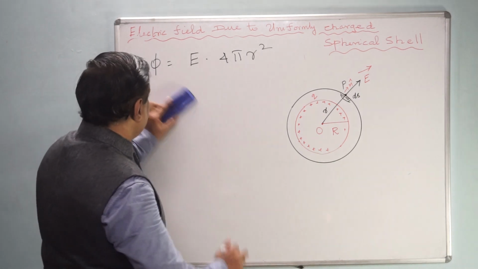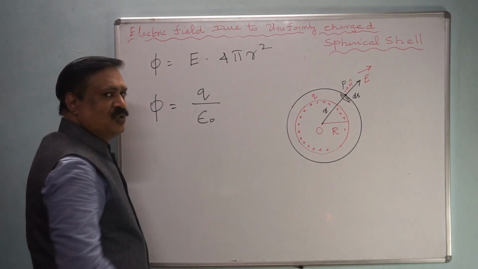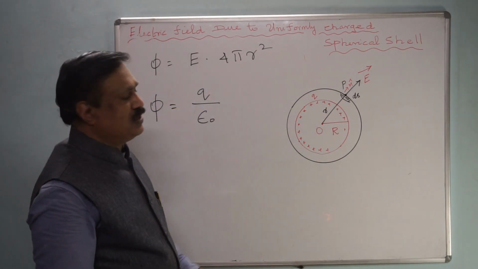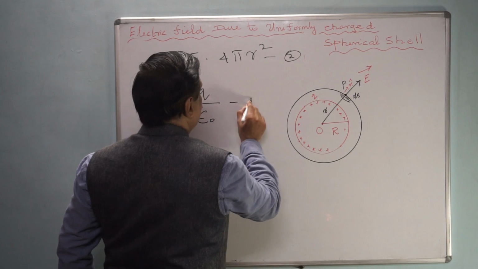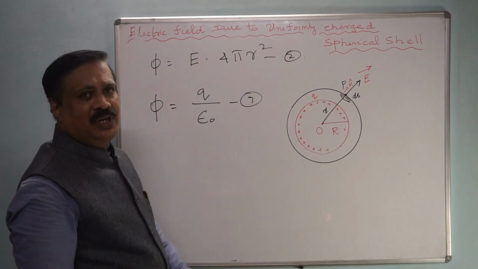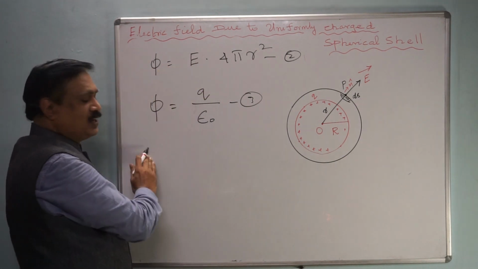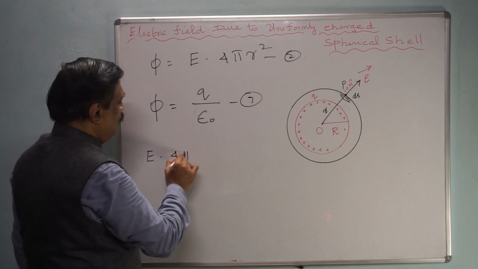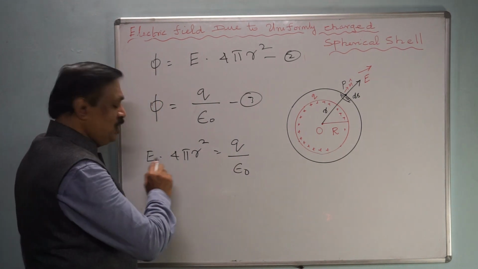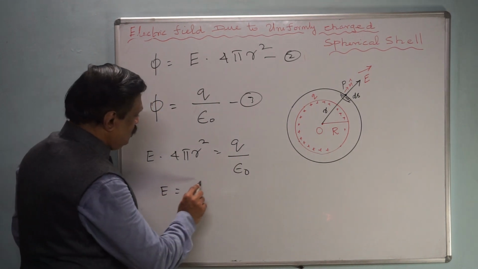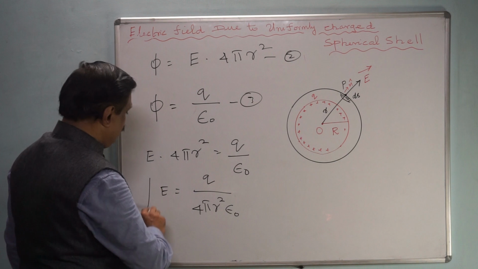Now your Gauss law states flux phi equals Q by epsilon 0, according to Gauss law. You have to write that as equation 3. Equating 2 and 3, because both left hand sides are equal, always take E on the left hand side. Therefore E into 4 pi r squared equals Q by epsilon 0. Now you want E only, therefore E equals Q by 4 pi epsilon 0 r squared.